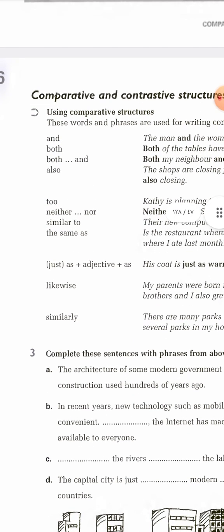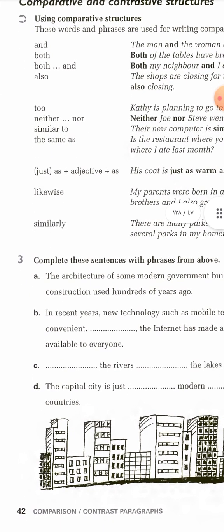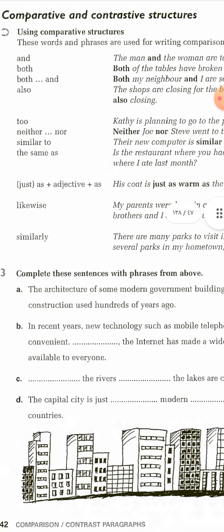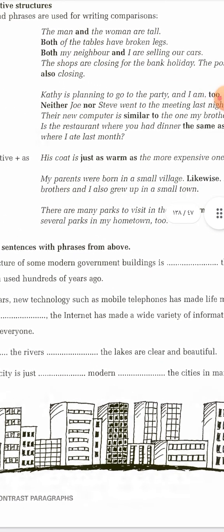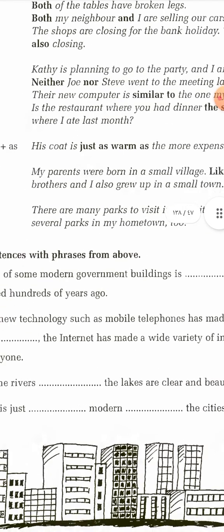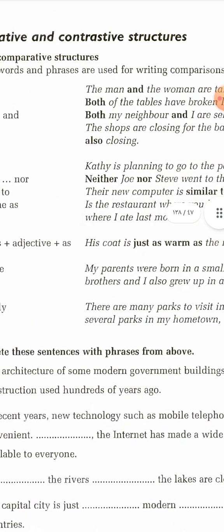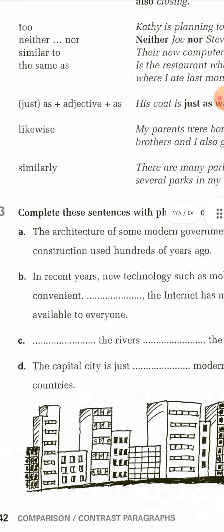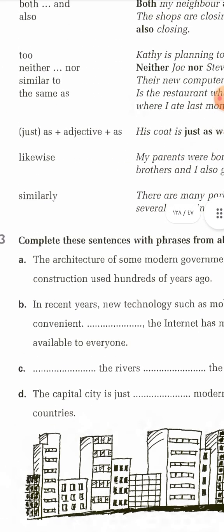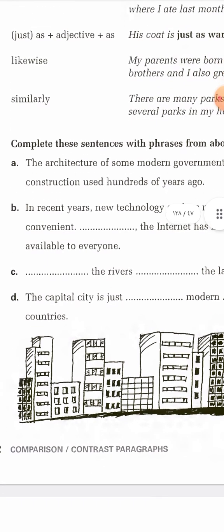So these words and phrases show the use for writing comparisons. You can see the examples here, so that they might help you to use these phrases and words for writing a comparison or comparative paragraph. So in this activity, use one of these words or phrases to complete this sentence here, A, B, or C.